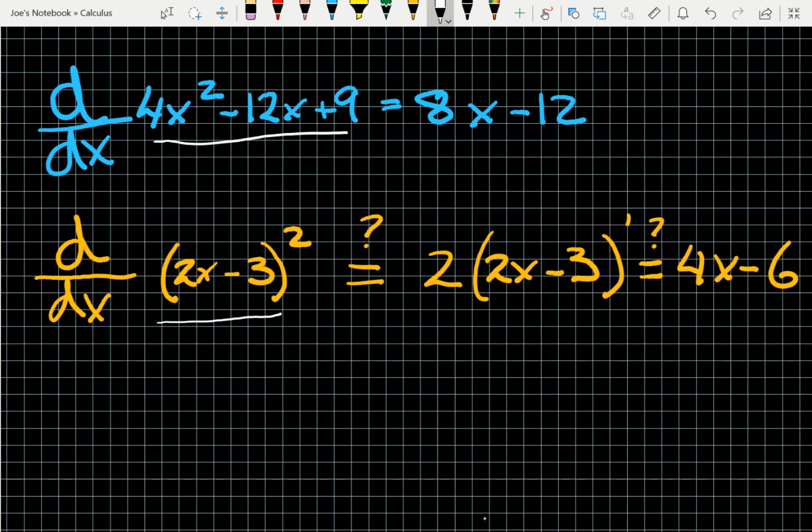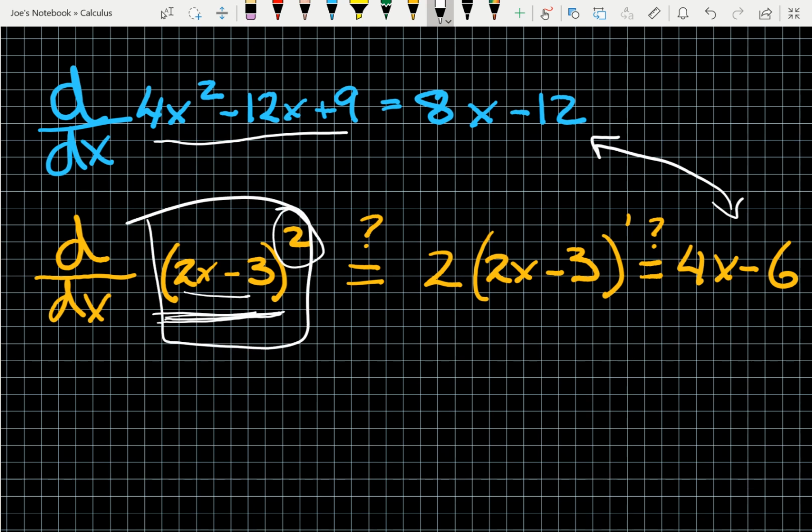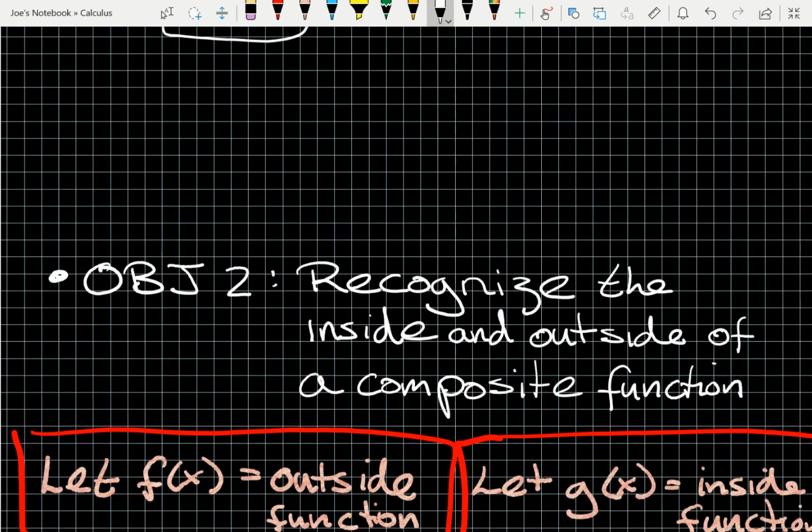Now, if we use our power rule, bringing the power down in front, so plopping my 2 right there, reducing the power by 1 and calling it a day, is that the correct derivative? Well, we know that is the correct derivative. So does this equal that? Well, no, it doesn't. So we're going to have to use the chain rule when we have a composite function, a function inside an outside function.